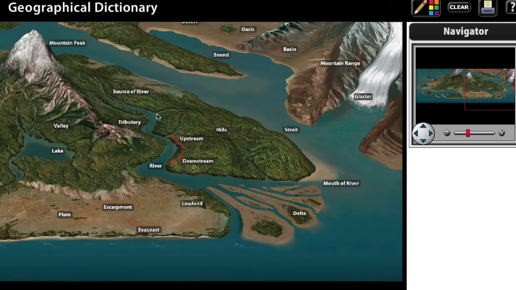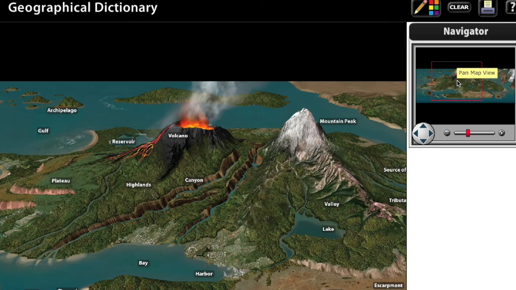Upstream, again, is going against the direction of the current. Downstream is going with the current. A valley is shown right here, where it's going to have this lowland, usually between hills or mountains, so higher elevation down into the valley. And the last one on our list is a volcano, pretty easily identified by the eruption that's taken place.